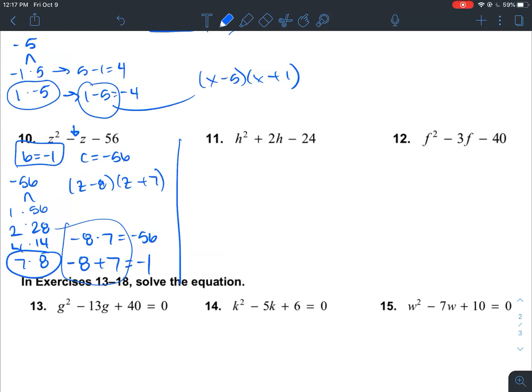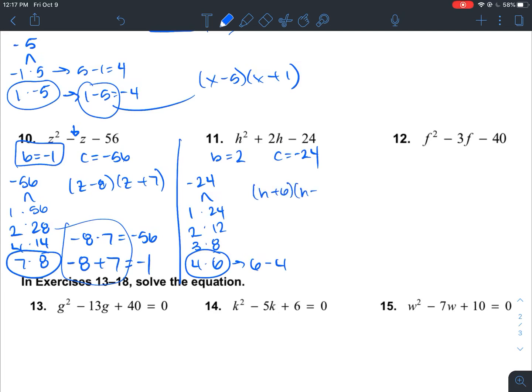Now for number 11, b is equal to 2, c is equal to negative 24. Okay, take negative 24 and let's list the factors. That's going to be 1 and 24, 2 and 12, 3 and 8, 4 and 6. Now, which of these would add to be 2? That would have to be this pair right here. We would have to do positive 6 minus 4. So h plus 6, h minus 4.